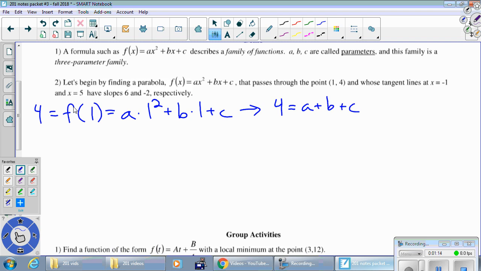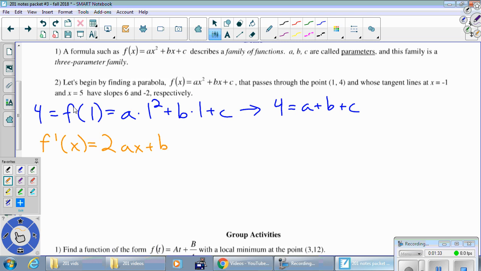And ultimately, we're trying to find the specific values of a, b, and c that make that thing true, and also that make the stuff about the tangent lines true. Okay, so because we're talking about tangent lines, clearly we need a derivative. So let's calculate our derivative. f prime of x is 2ax plus b.